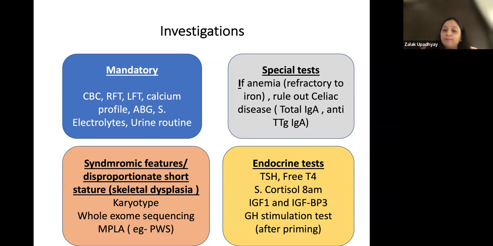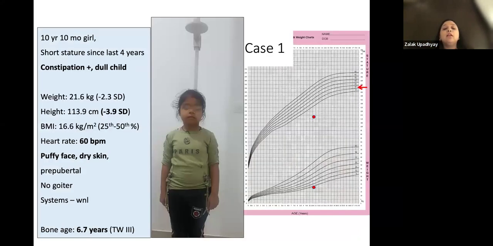It's a little difficult. But growth hormone stim test should be done after priming in a girl or boy who are above 9 and 10 years of age. Priming with estrogen and testosterone, girl and boy respectively. So I'll just take 2-3 cases of pathological short stature and then we can wind up.